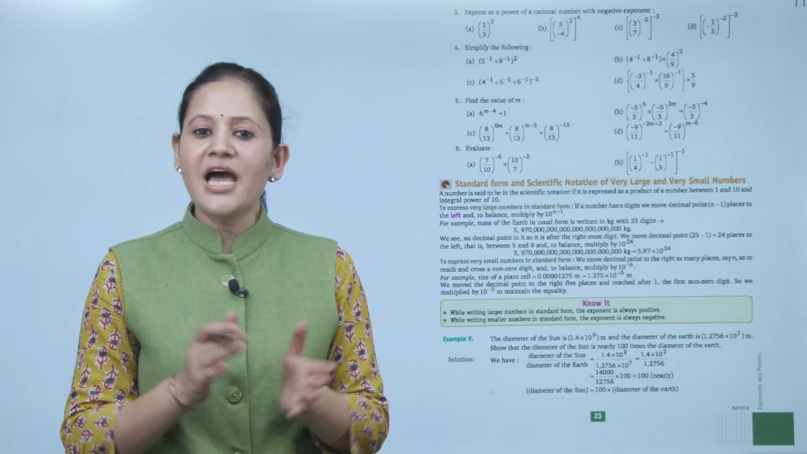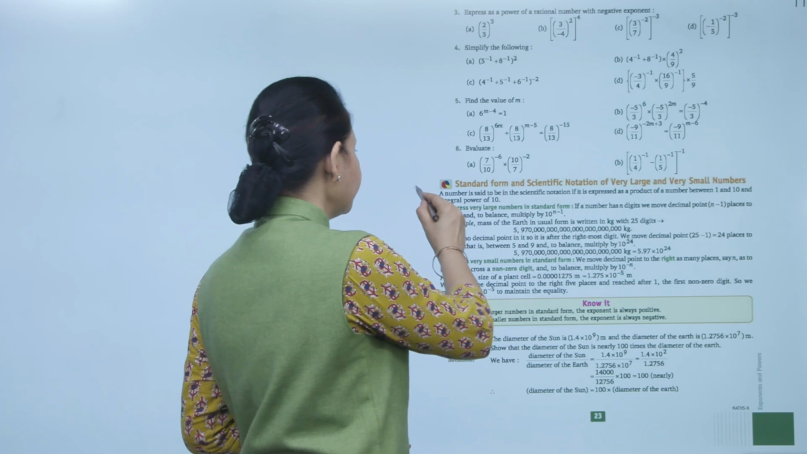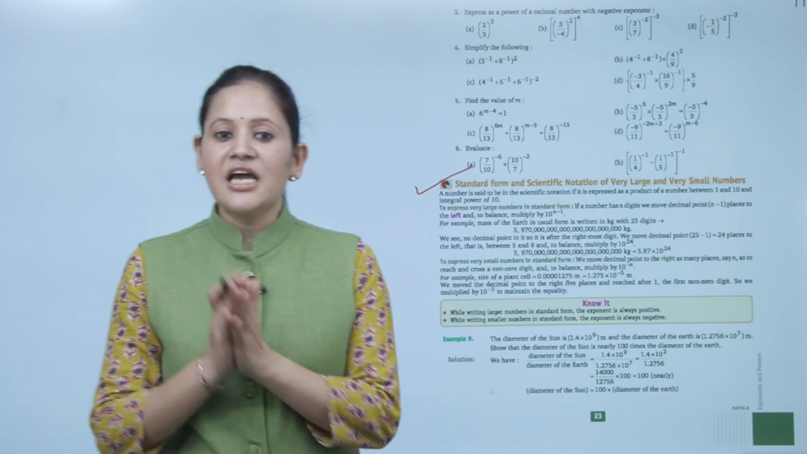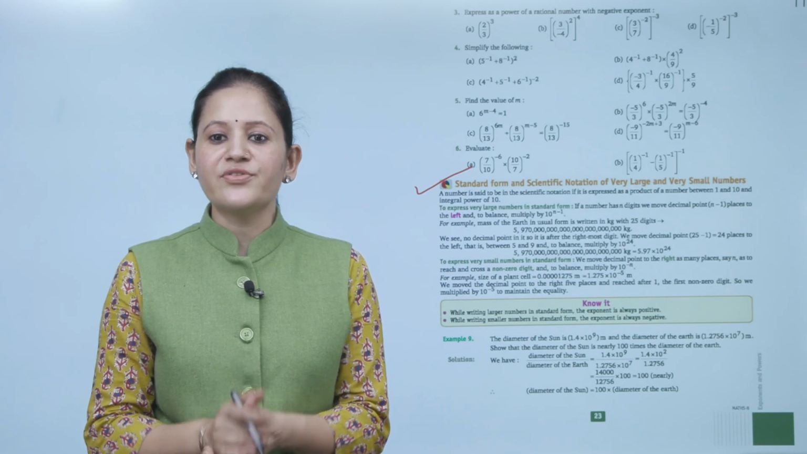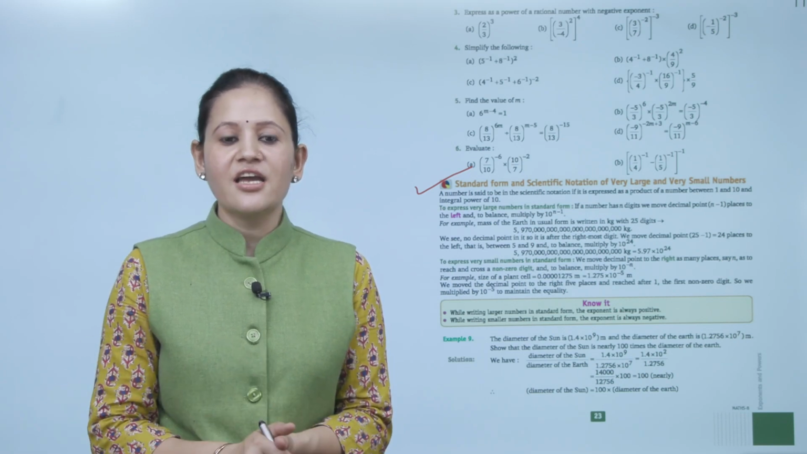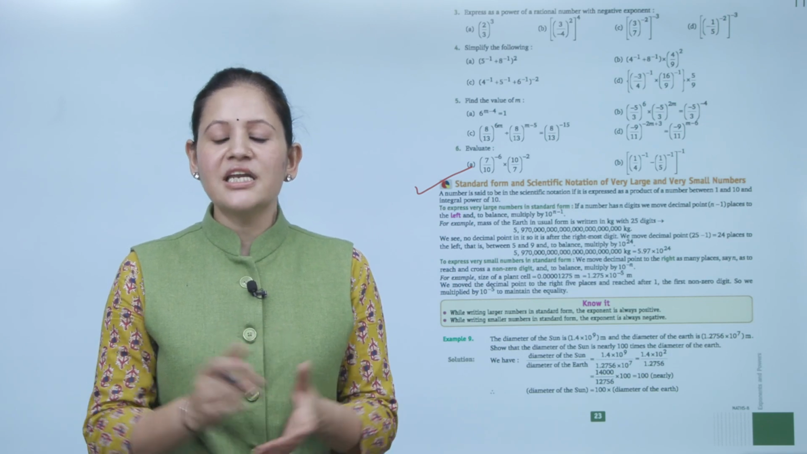Next is standard form and scientific notation of very large and very small numbers. A number is said to be in scientific notation if it is expressed as the product of a number between 1 and 10 and an integral power of 10, to express very large numbers in standard form.